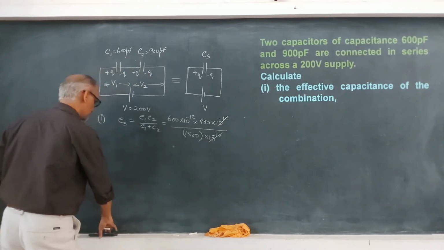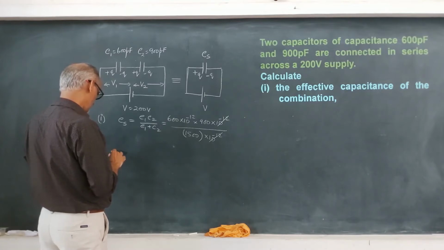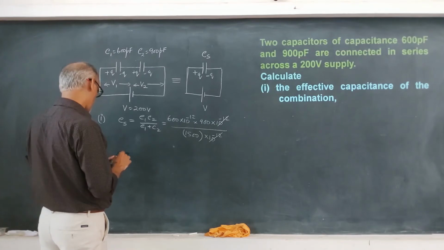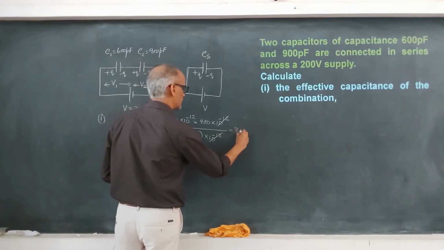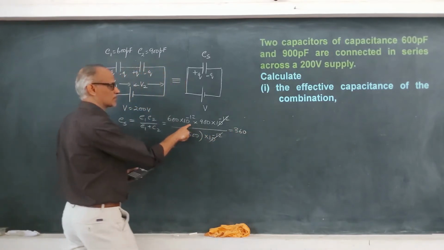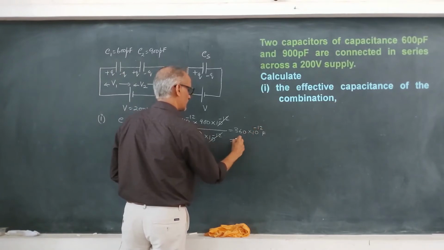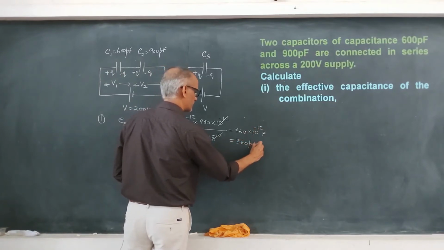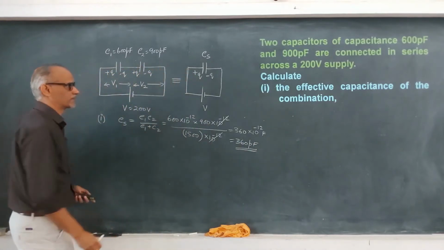So let's find the answer there. 900 into 600 divided by 1500 is 360. 360 into 10 to the power minus 12 farad. So that's why it's 360 picofarad. Okay, so that's the first option that we calculated.